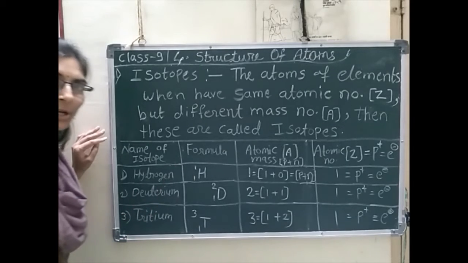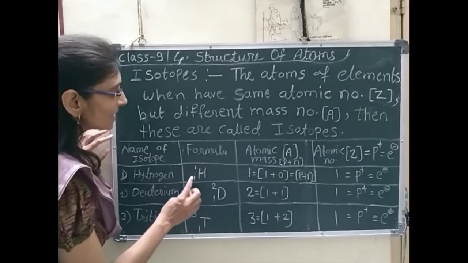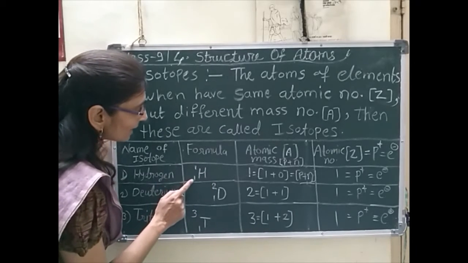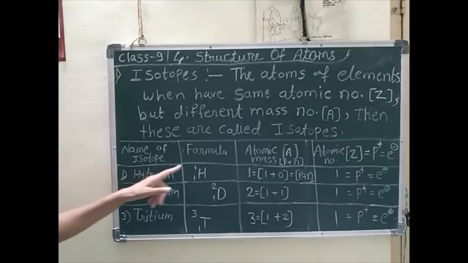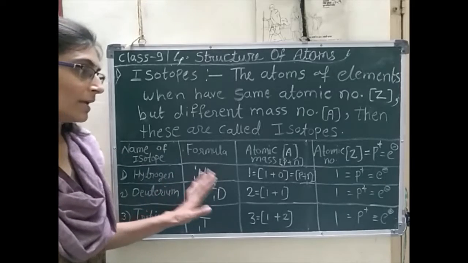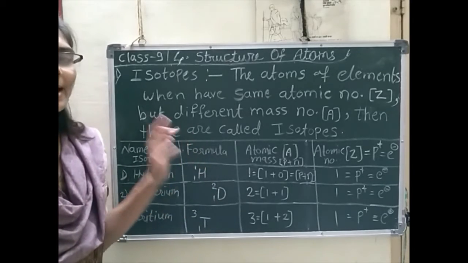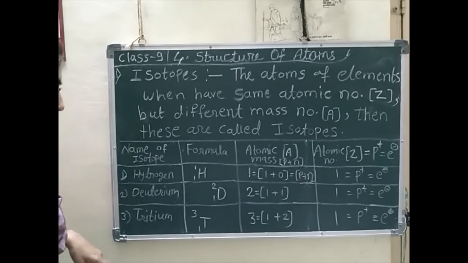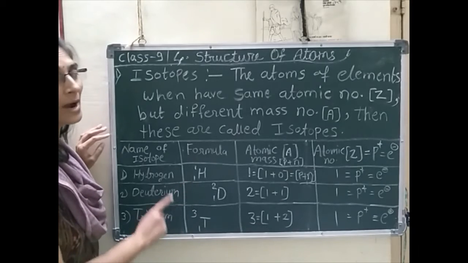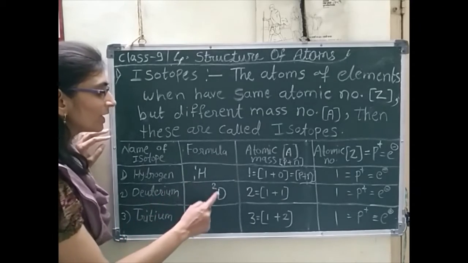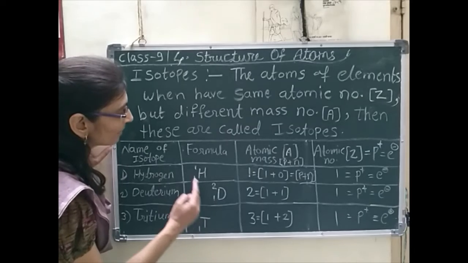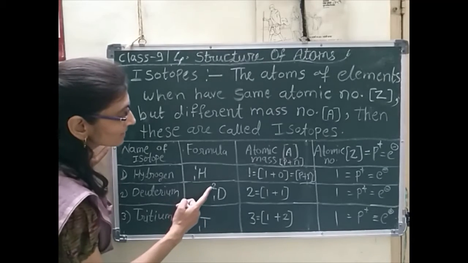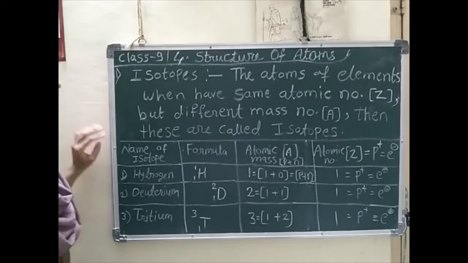So what is the formula of hydrogen? We know that it is capital H, and atomic number is 1, atomic mass number is 1 also here. Means atomic mass is 1, atomic number is 1. Here neutron is not present at the nucleus, in case of hydrogen only. Now the second isotope, it is a form of hydrogen only. So deuterium is the first isotope of hydrogen. The atomic number is the same as hydrogen, but the mass number is 2 here.